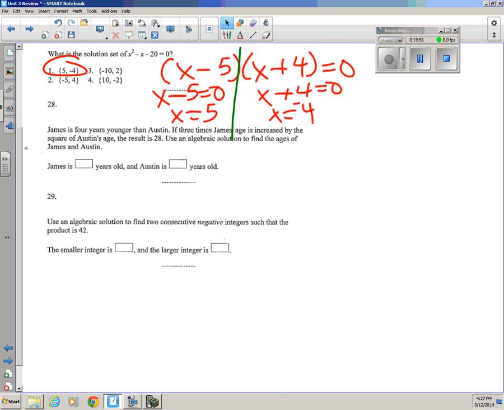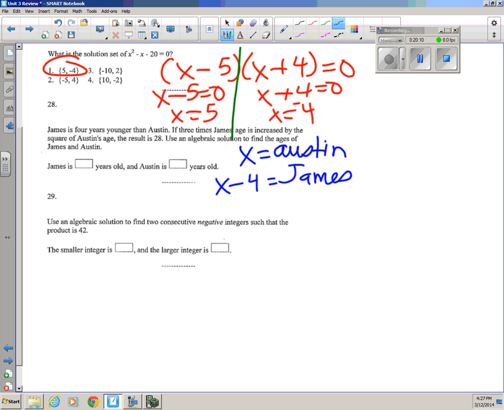James is 4 years younger than Austin. Well, let's kind of set this up already. James is 4 years younger than Austin. X must be Austin. James is 4 years younger, 4 less than. There we go, x and x minus 4. If 3 times James' age is increased by the square of Austin's age, the result is 28. This should not be hard to set up.